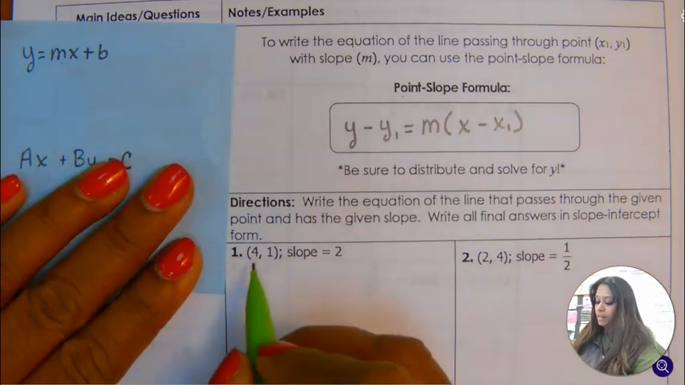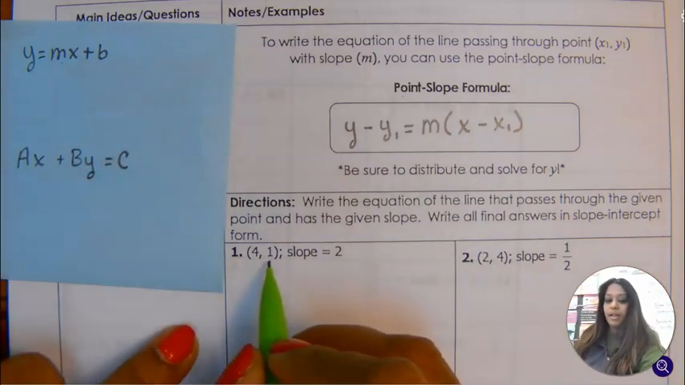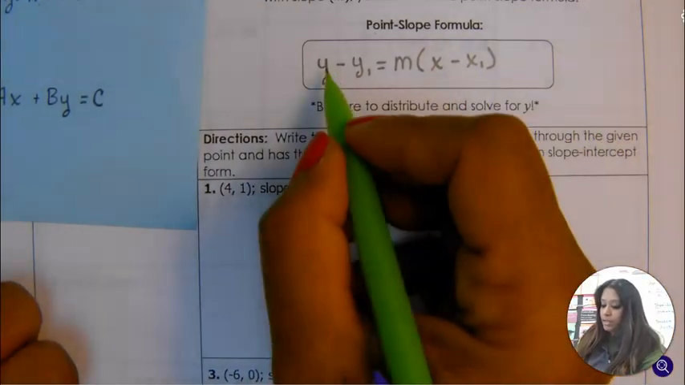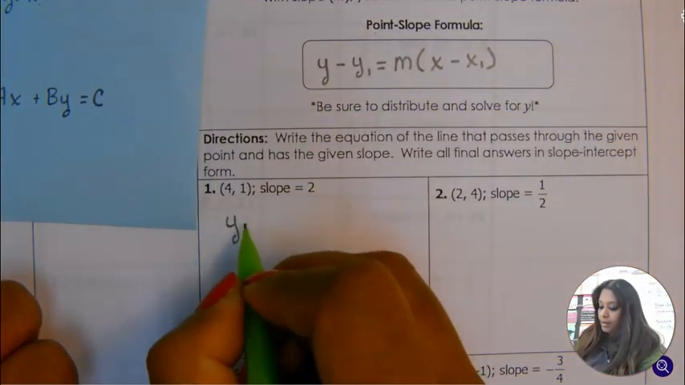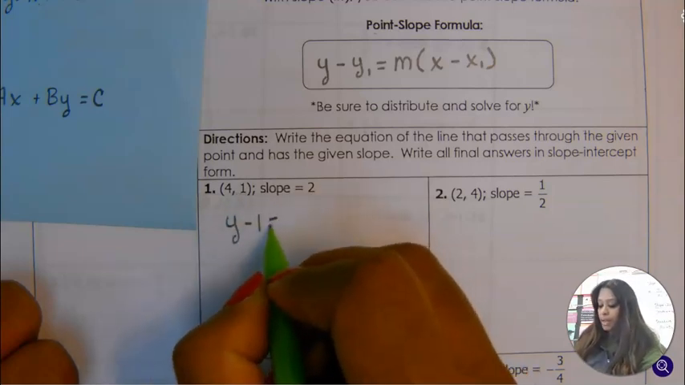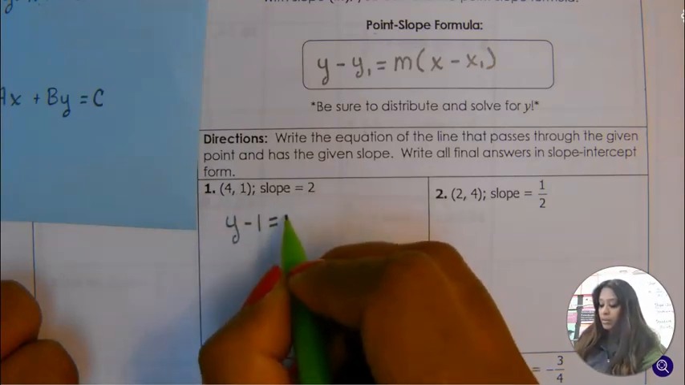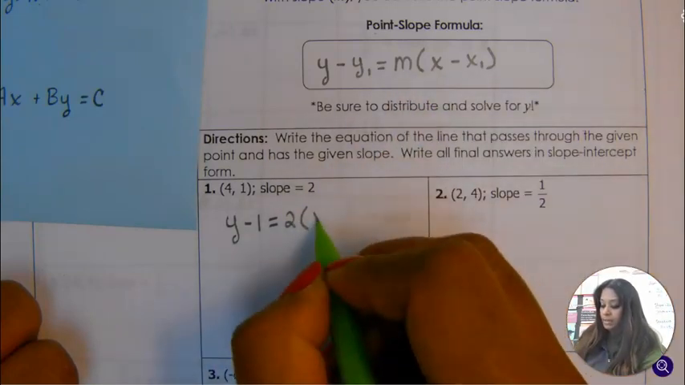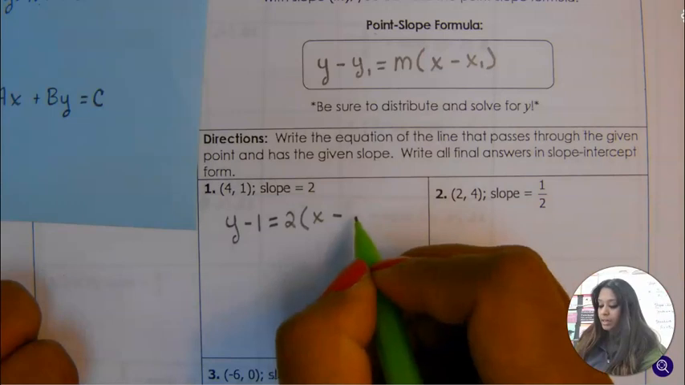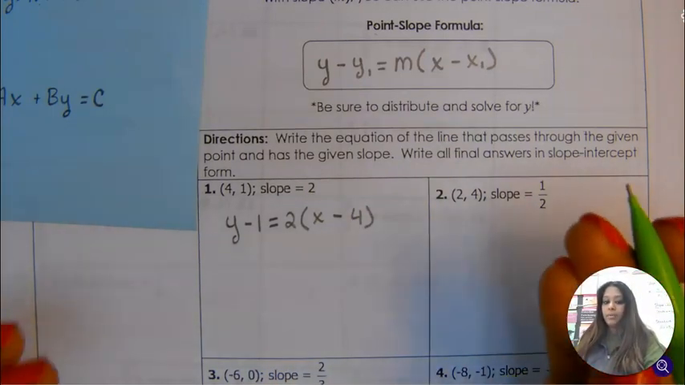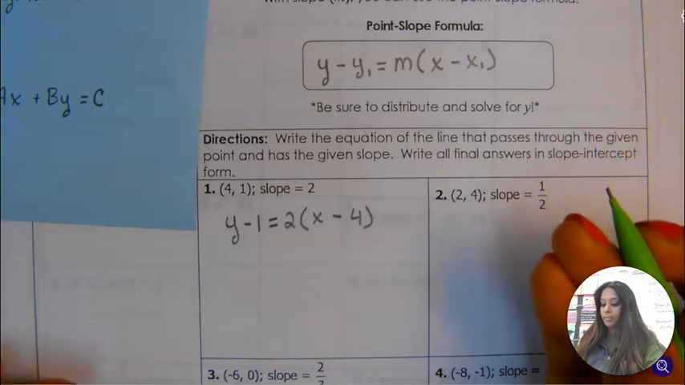We have this point, 4, 1, and then it has to have the slope of 2. So I'm going to use this form. So you're going to put y minus your y coordinate, which is 1, equals your slope, which is 2, times x minus your x coordinate, which is 4. That's written in point slope form. Okay?